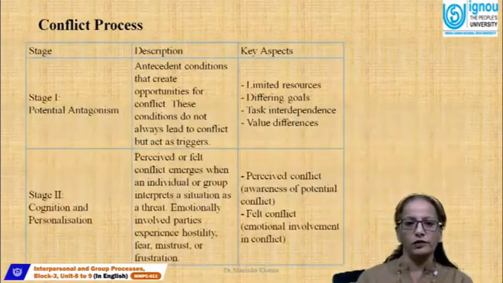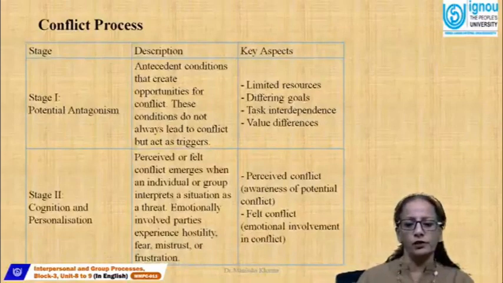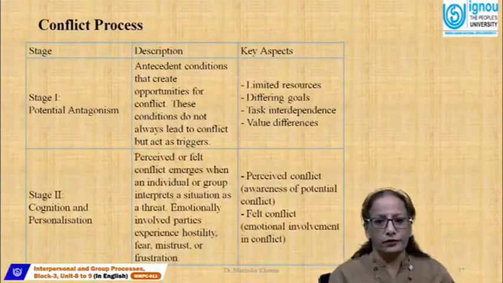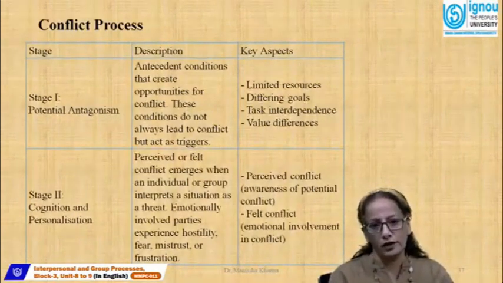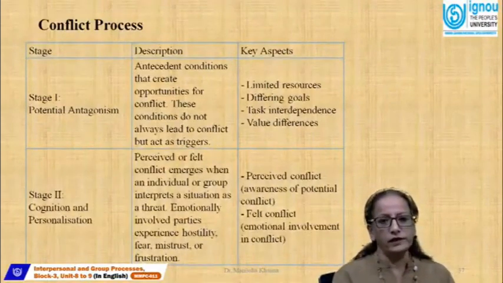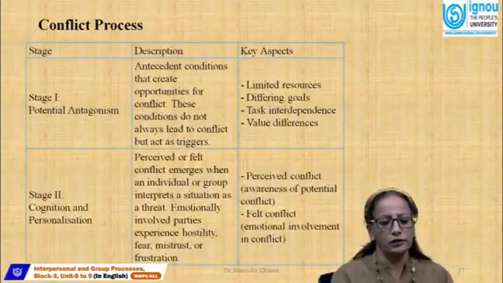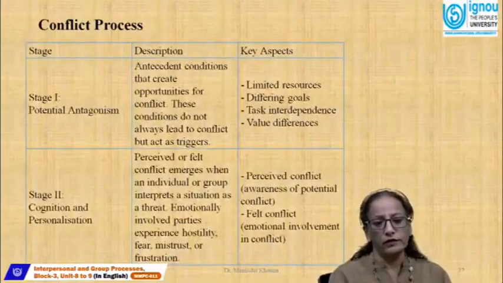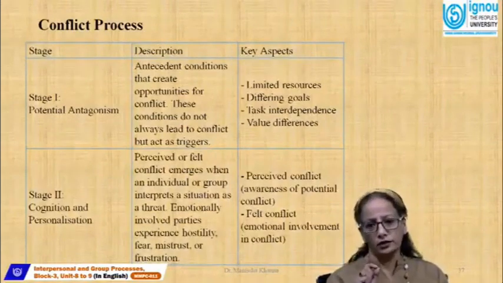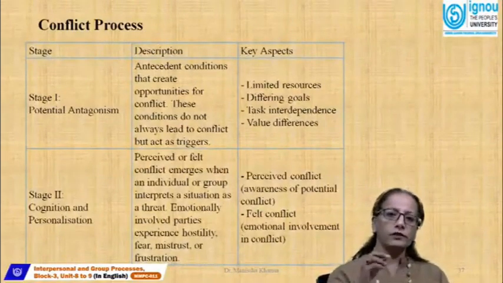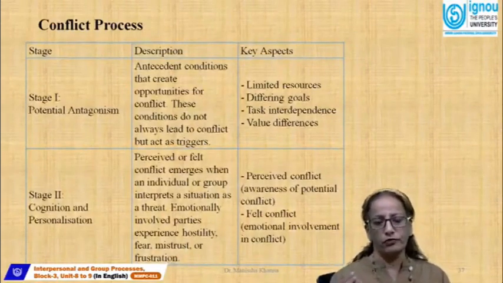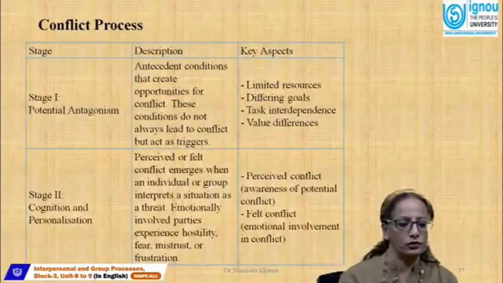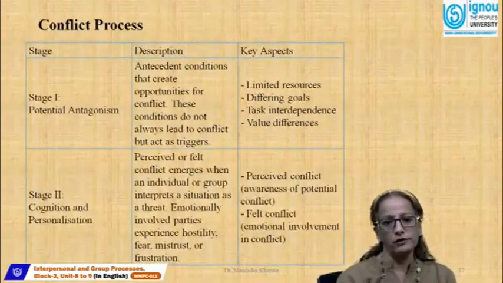If we see stage 1, it happens when there are limited resources, when the goals are different, when the tasks are interdependent or the values are different. These are the antecedent conditions that create opportunities for conflict. These conditions do not always lead to conflict, but they act as a trigger. Limited resources or different goals are not the ultimate conflict, but they give a trigger that the conflict may happen. So potential antagonism happens in this stage.